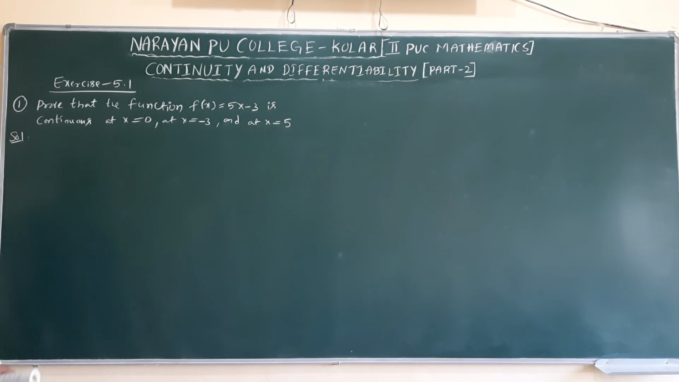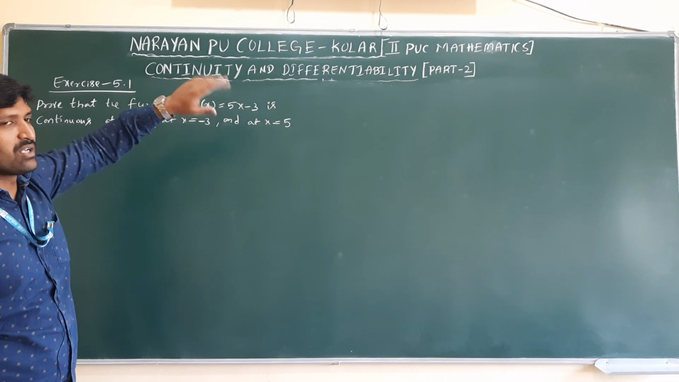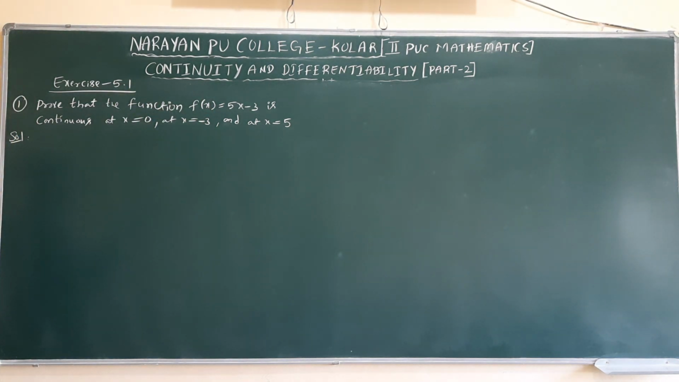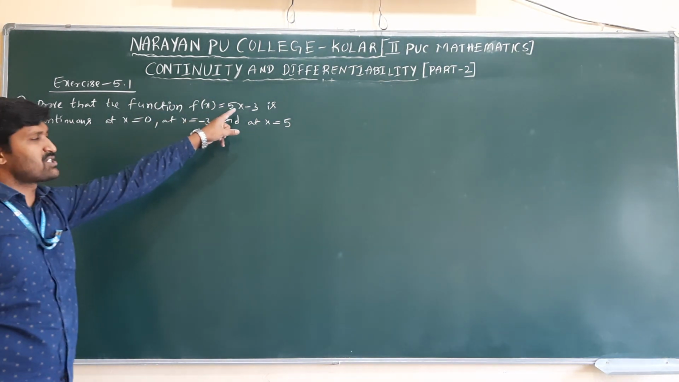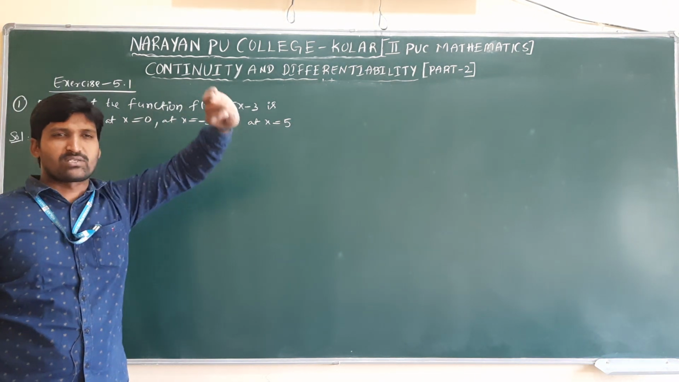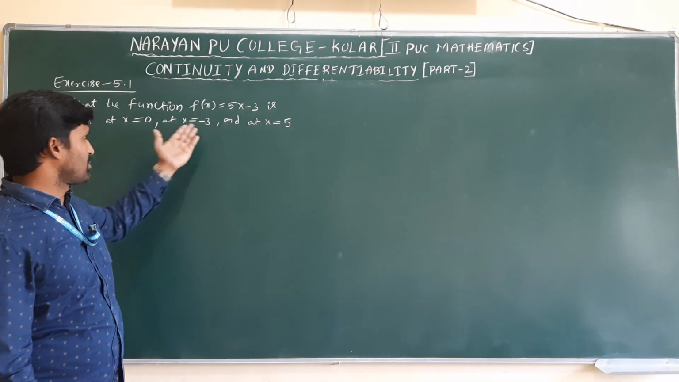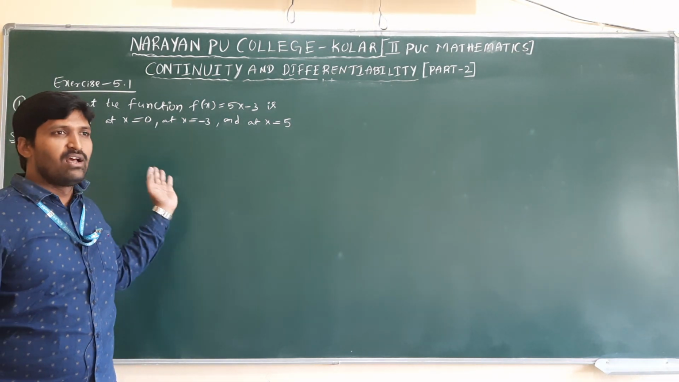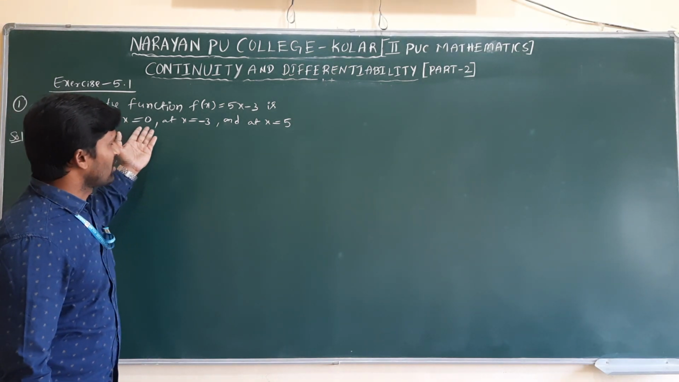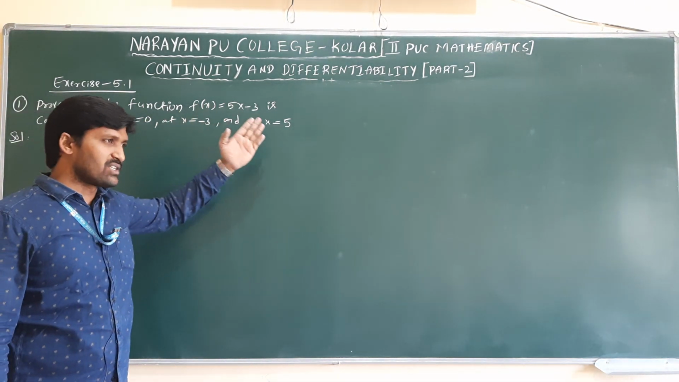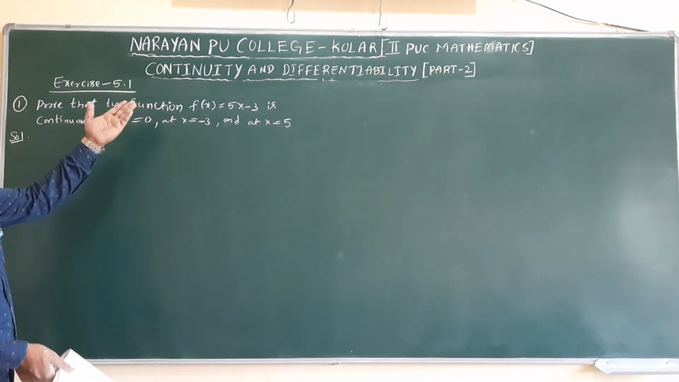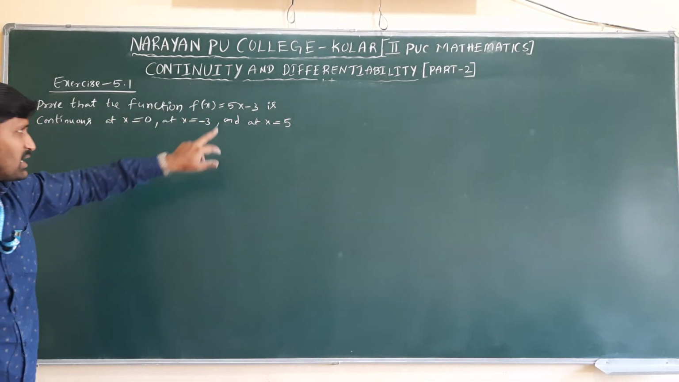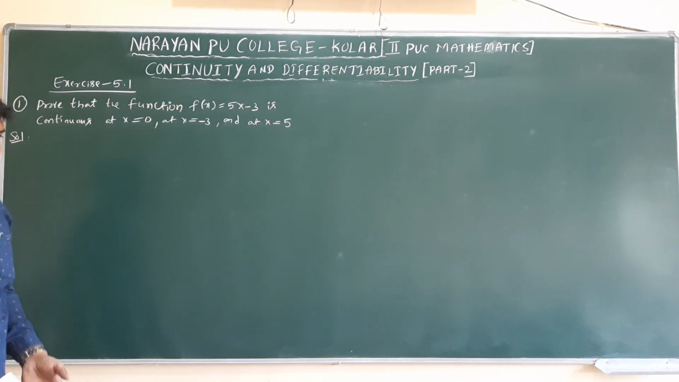Now here, exercise 5.1. Prove that the function f of x equal to 5x minus 3 is continuous at 0, at minus 3, at 5. Now we can write directly also, because it is a polynomial of first degree. Every polynomial is continuous for all real numbers. Now this is also real numbers only, that's why directly we can write one statement: f is continuous for all real numbers. That means it is continuous at 0, continuous at minus 3, continuous at 5. Otherwise we can do it, here restriction is not there, less than or greater than is not involved, single function only. We can use the first definition.